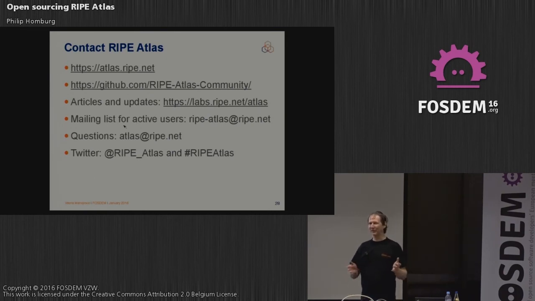So if you think about probes, just go to the website, register, and say, oh, there and there, and possibly this AS could use one. We try to detect that from the IP address that you contact us with when you try to register.